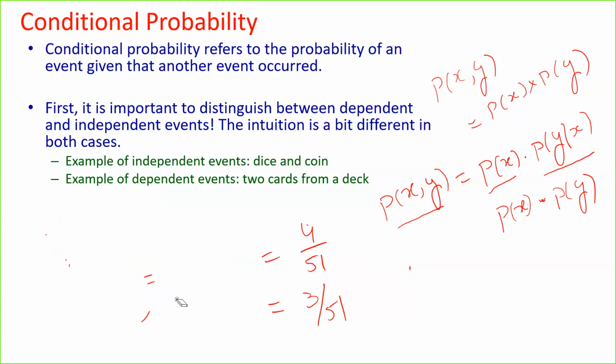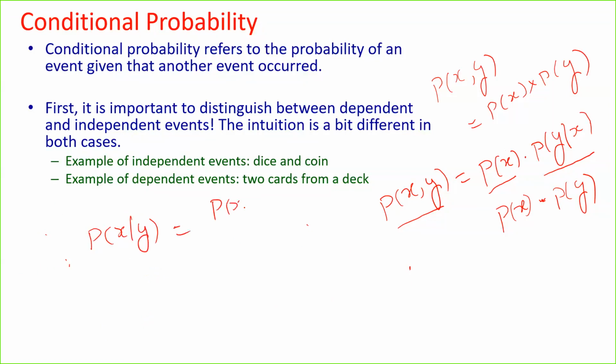Last three questions. You know, ma'am, there is some relation between the conditional probability and the joint probability. The conditional probability of x given y is equivalent to probability of x comma y divided by probability of y. That's what we have seen.